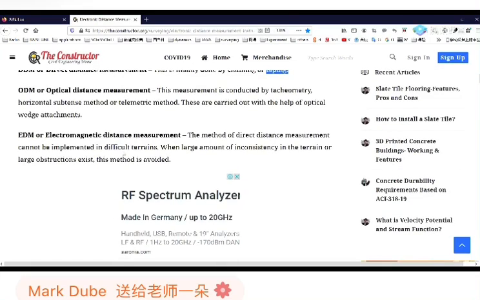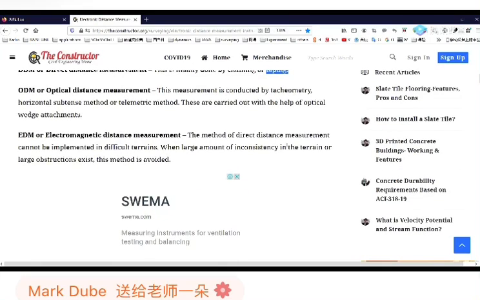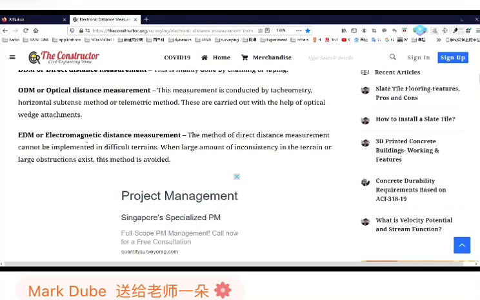We call it electromagnetic distance measurement. Electromagnetic distance is good where it cannot be implemented otherwise, suppose in difficult terrains. It means if you have a lake, in this case you use the electromagnetic approach as well. We'll come to this, how to do all this and the theory as well.